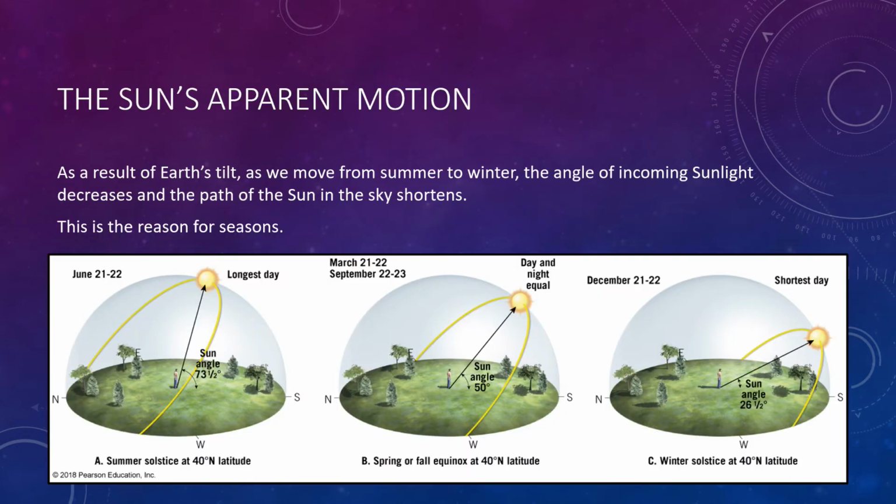If the variations in the distance between the Sun and Earth are not responsible for seasonal temperature changes, well, it's the tilt that's causing it. As we move from summer to winter, the angle of incoming sunlight decreases, and the path of the Sun in the sky shortens. This is the reason for the seasons. So in summer, the Sun is not only high in the sky, but it takes a longer path. In winter, it's low in the sky and takes a short path. So why does this matter? Well, let's take a look at this in a little bit more detail.